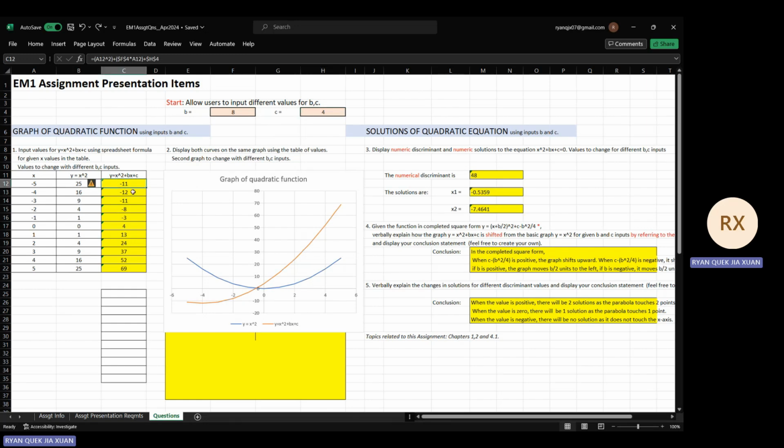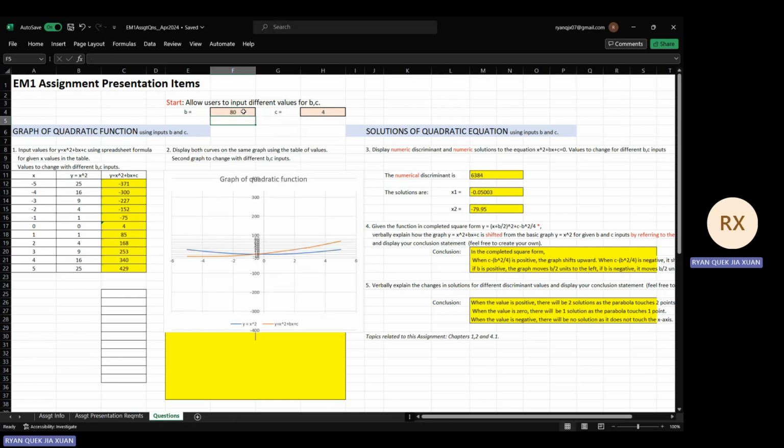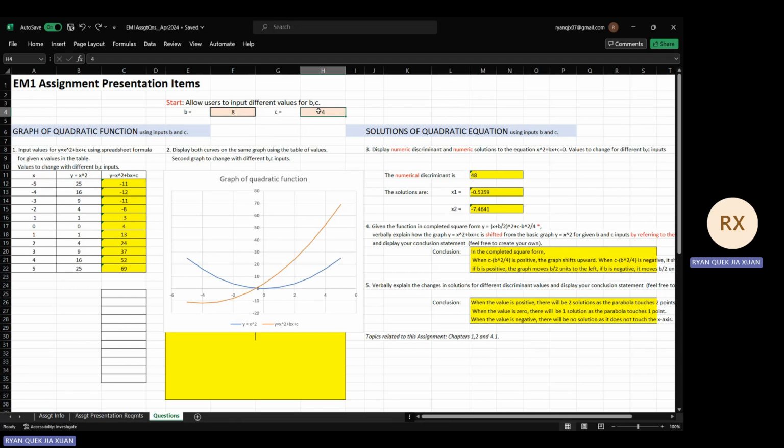So all we have to do is put down the different x values into the formula. For example, A13, A14, A15, and so on, and we'll get our answer. So if we change the value of our b to 80, you'll notice that we'll get a different set of numbers. And if we change the value of our c to 90, you'll notice that we'll get another different set of numbers.